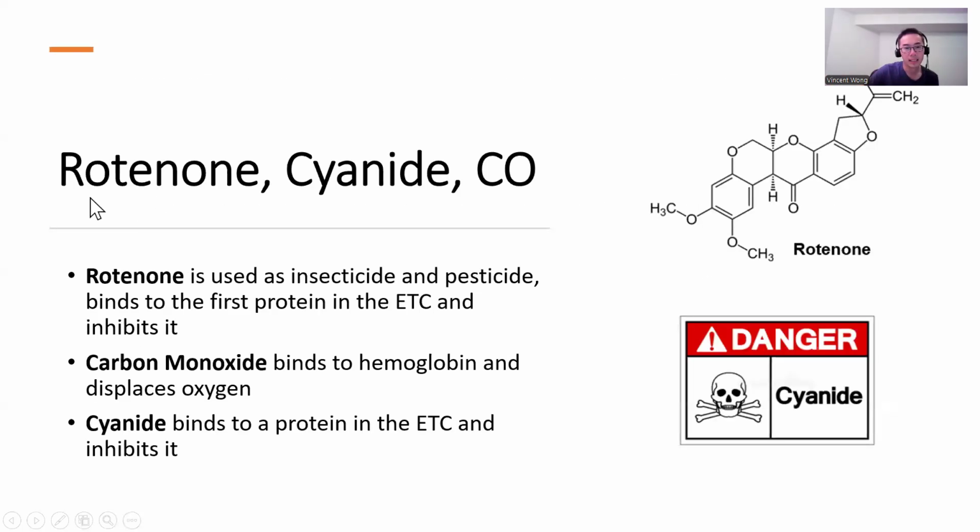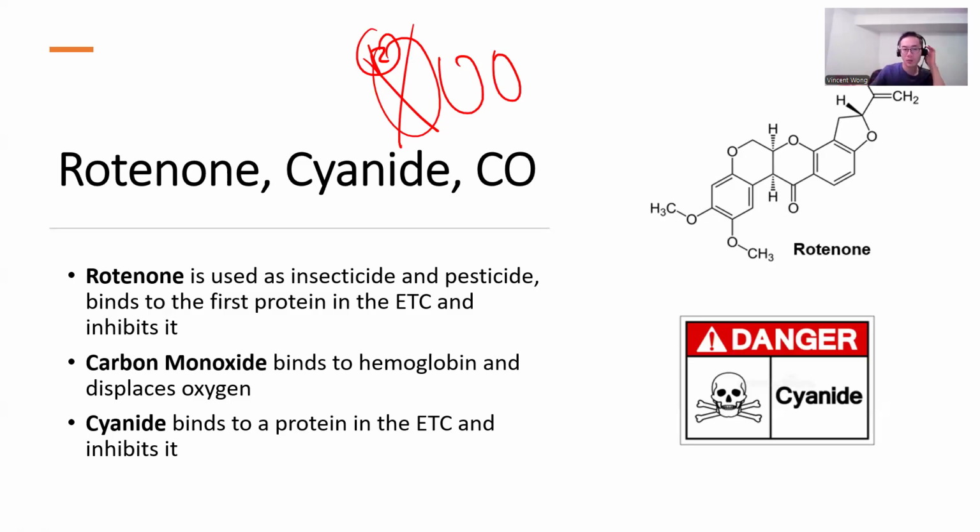First is rotenone, cyanide, and carbon monoxide. You probably heard of the last two and not so much the first one. The first one is used as an insecticide and pesticide, to kill insects and pests, right? And how it does that is it binds to the first protein in the ETC and blocks it. Remember, the ETC has 3 proteins. So if the rotenone comes and blocks the first one and makes it not work, then the NADH will not be able to drop off the electrons, right?